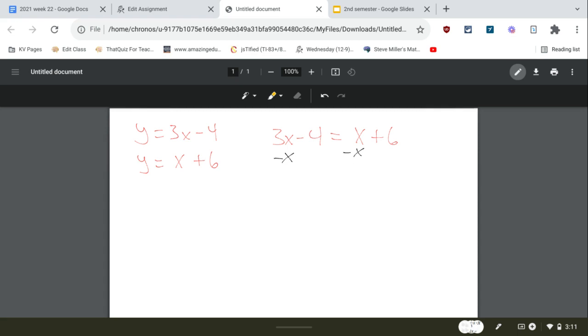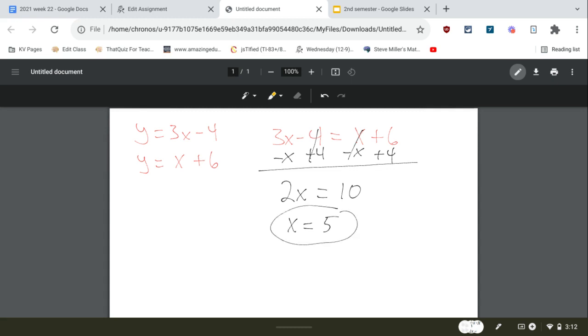So I subtract x, and then I add 4 to move my regular numbers to the other side. The 4's cancel, the x's cancel. I'm left with 2x is equal to 6 plus 4, 10. Divide by 2. That means that x is equal to 5. Awesome. So that's the x value where they cross.